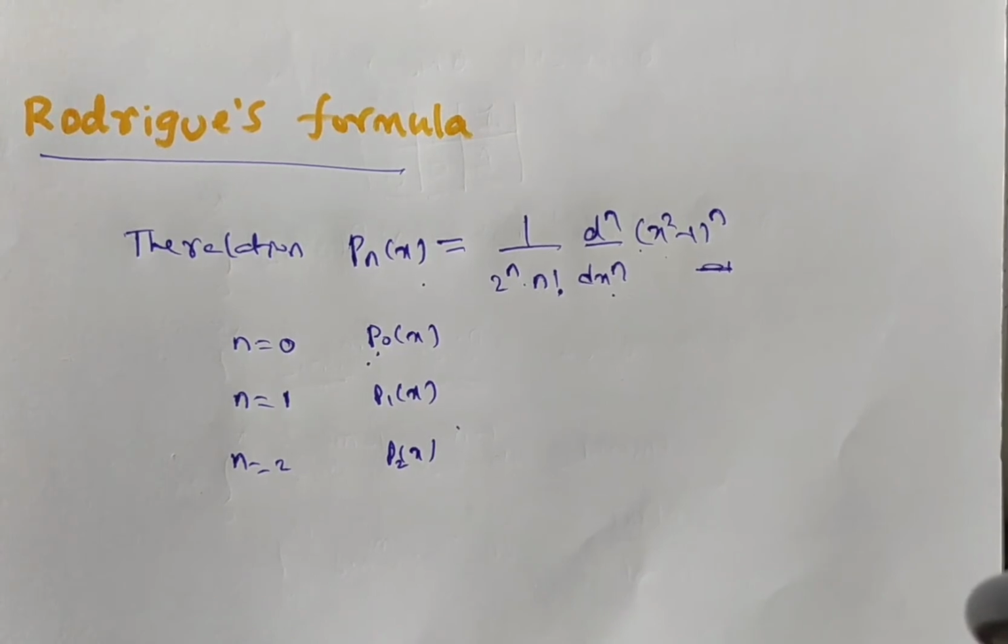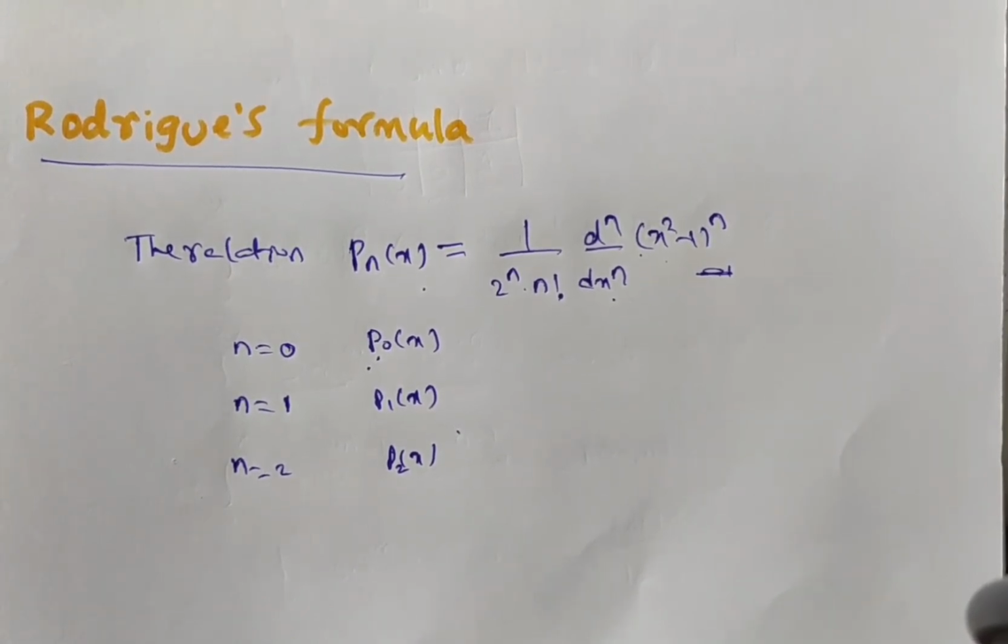Hi friends, in this video we are discussing the basic definitions. First one is Rodrigues formula, second one is orthogonality property of Legendre polynomials, and third one is generating function for Legendre polynomials. These are the basic formulas. Sometimes they are asked in the exam. That is why I am explaining in this video.